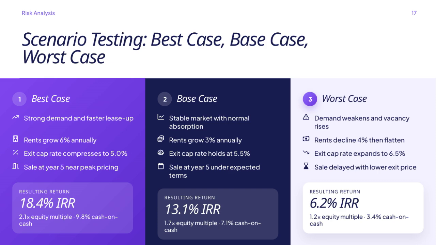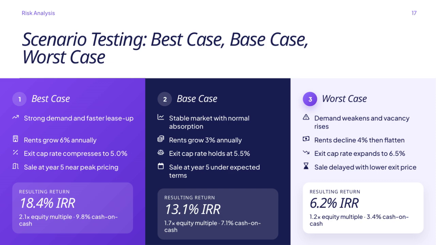The equity multiple here is 2.1 times, meaning investors could more than double their investment, and the cash-on-cash return is a solid 9.8%. The base case reflects a stable market with normal absorption rates. Here, rents grow more modestly at 3% annually, and the exit cap rate remains steady at 5.5%. The property is sold at year 5 under expected market terms. This scenario results in a respectable 13.1% IRR, a 1.7x equity multiple, and a 7.1% cash-on-cash return, reflecting solid, steady performance with less risk than the best case.